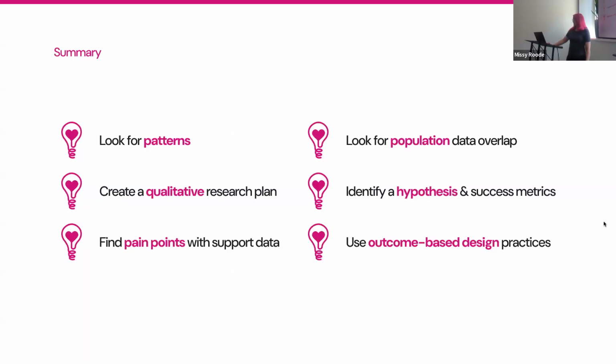Alright, so just to summarize everything: look for patterns, create a qualitative research plan based on your quantitative data. You can use support data to find pain points. Look for population data overlap. What can you see in your data that is reflected in the broader population? Identify a hypothesis and success metrics and use outcome-based design practices.